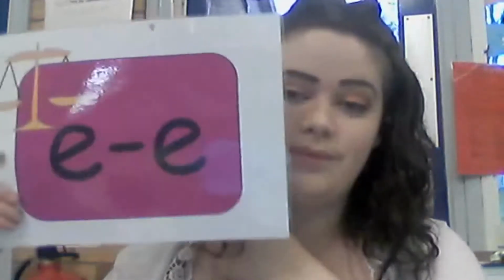Wonderful. Now our E in even is a split digraph, which means it has two letters that make one sound, but they're not together. Okay. When I show you E, I'd like you to say E. So when you see the grapheme, say the phoneme. Off we go. Wonderful.